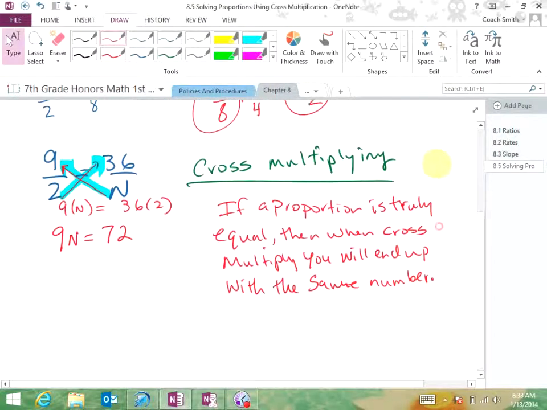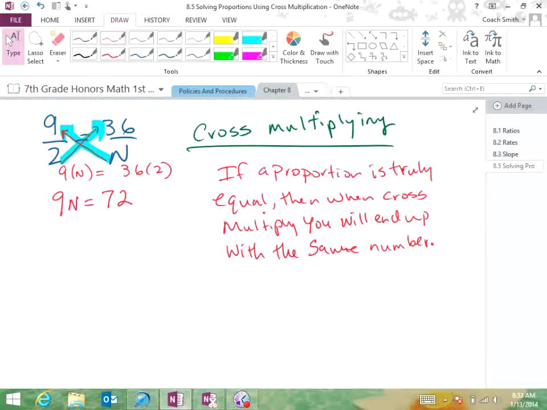Now, please understand, I'm not saying cross-canceling. In the past we had 9/2 times 36/3, and we cross-canceled. This is not cross-canceling. This is not a multiplication problem. This is a proportion problem.